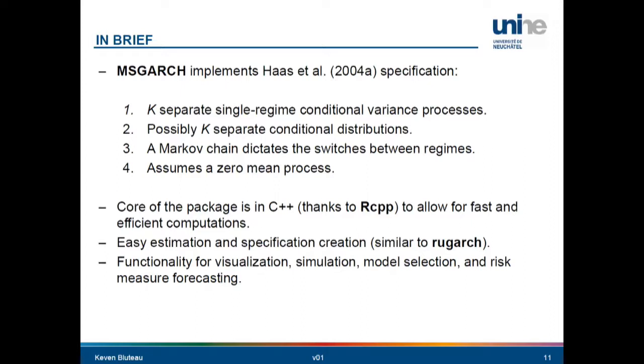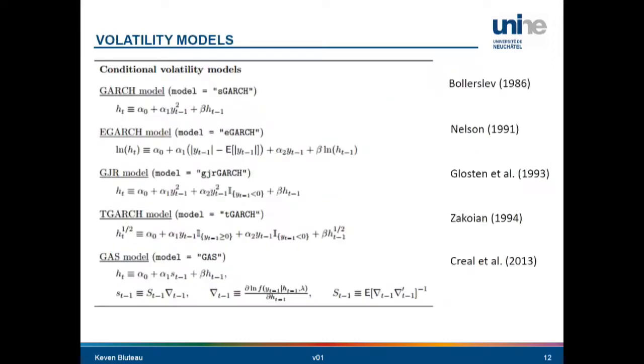Everything is in C++ thanks to Rcpp, because the likelihood is quite expensive to compute. The estimation and the fitting process is a lot like rugarch, if you ever used this package, which is the package that people usually use in R to fit this kind of model. And then we have a lot of functionality for simulation, model selection, risk measure forecasting, and visualization.